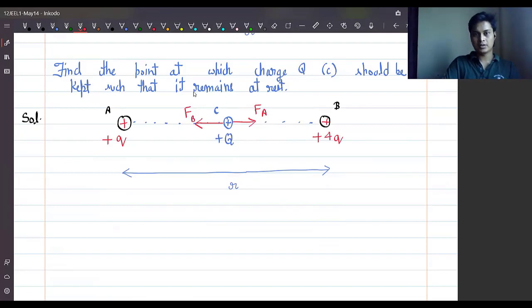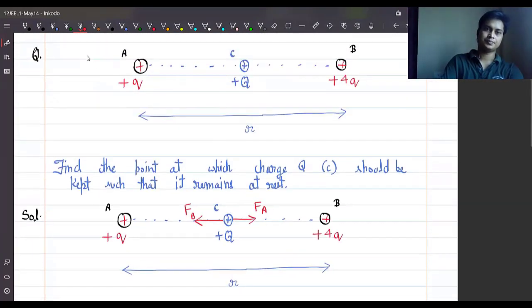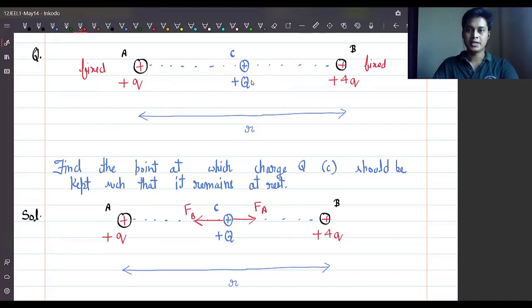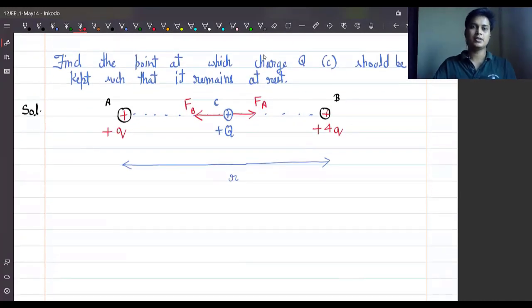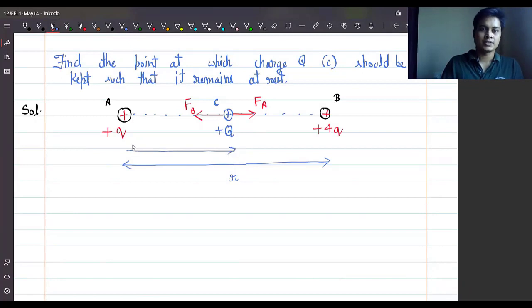And if the charge wants to stay at rest, then these charges A and B were fixed. Charge A is fixed and charge B is fixed. I want to place Q in such a way that it remains at rest. So let me assume this distance between these two charges as x. So the force on A should balance the force on B.